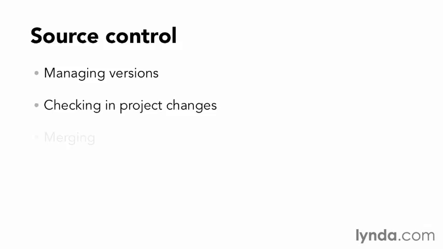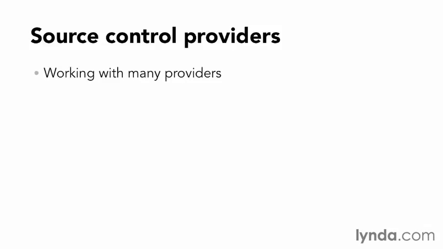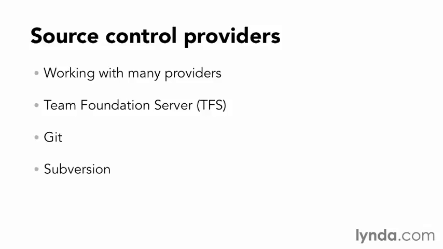Version control, also called source control, is a way to track versions of your software. More precisely, it permits you or your team members to track every single revision made to a project. Visual Studio provides all the standard actions for source control, like managing versions, checking in project changes, merging separate code branches and handling code conflicts, checking out new code or rolling back to older versions. Visual Studio works with many source control providers, including Team Foundation Server, Git, and Subversion.